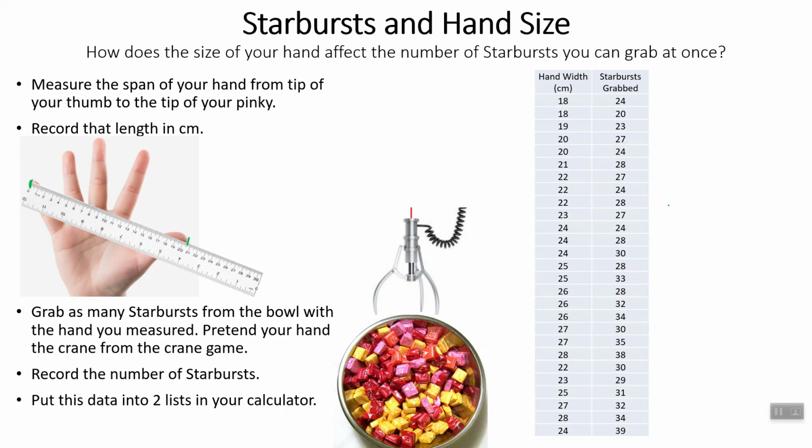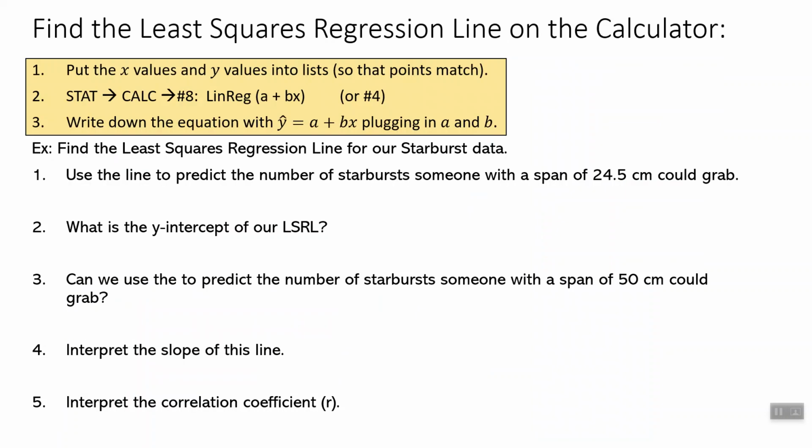All right, so this is data from a couple years ago, the students in the class. So I've already put this in my calculator. If you want to pause the video, put it in your calculator so you can do this along with us. It is kind of a long data set, so you might just want to follow along. So it's in my calculator. I put this hand width in L1. So this went in L1, starburst grabbed went in L2. So I've already got it there. All right, so how do we find the line now?